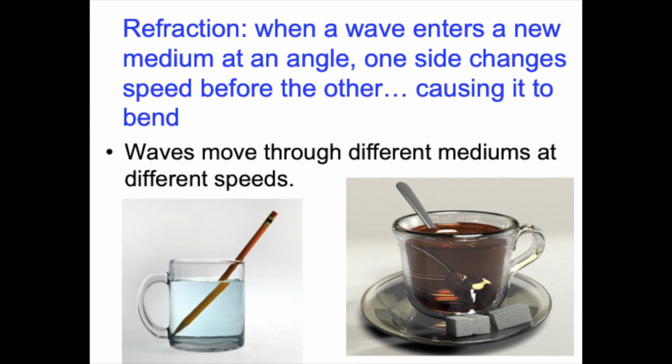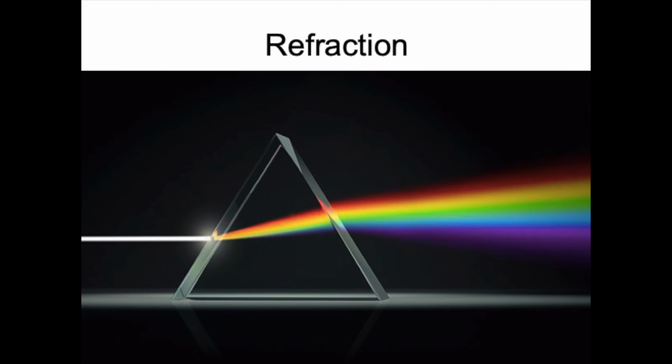Now refraction. When a wave enters a new medium at an angle, one side changes speed before the other, and it causes it to bend. Waves move through different mediums at different speeds, which takes us to Sir Isaac Newton's famous prism experiment. The light is actually slowed down through the prism, and it actually breaks apart the different types of light. Red, orange, yellow, green, blue, indigo, and violet are separated because they're going at different speeds.